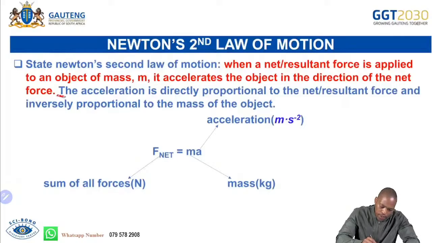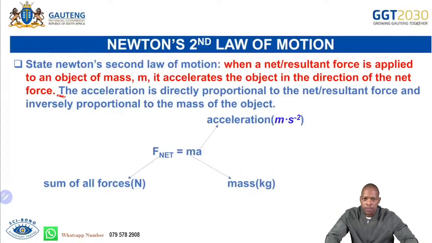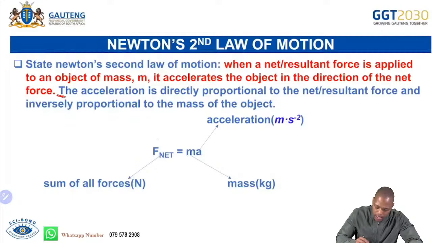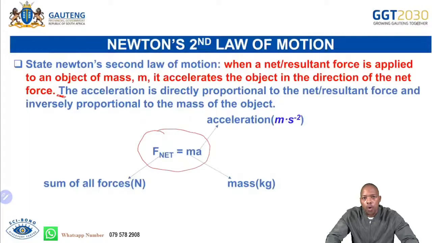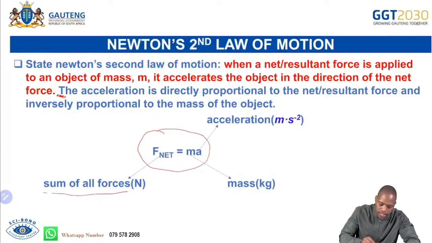It continues further and gives us the relationship between the net force, acceleration, and the mass. It says the acceleration is directly proportional to the net or resultant force and inversely proportional to the mass of the object, telling us the relationship thereof. Mathematically, it can be represented by the formula that I spoke about at the beginning of the lesson: F net is equal to ma. A very, very important formula, where F net represents the sum of all forces.